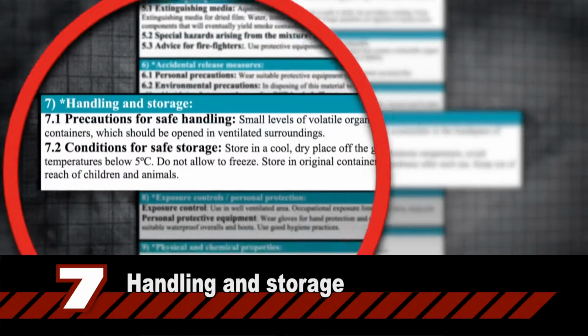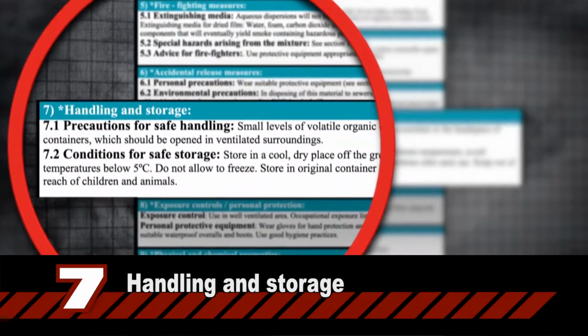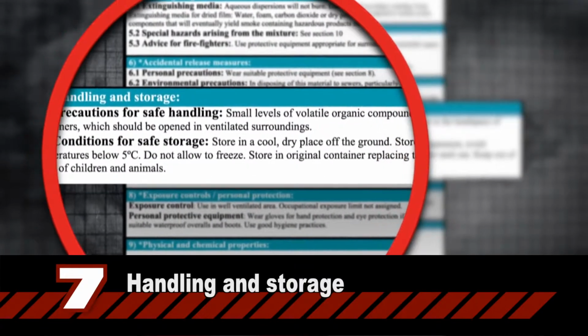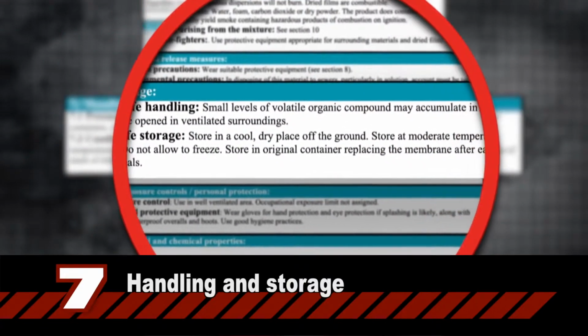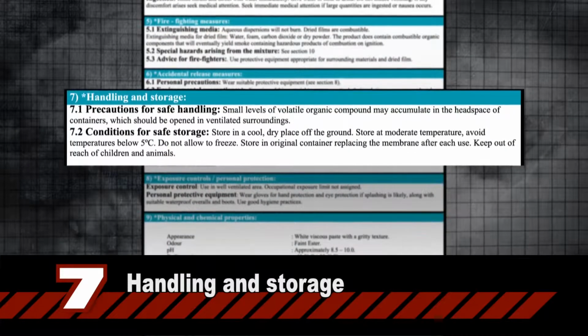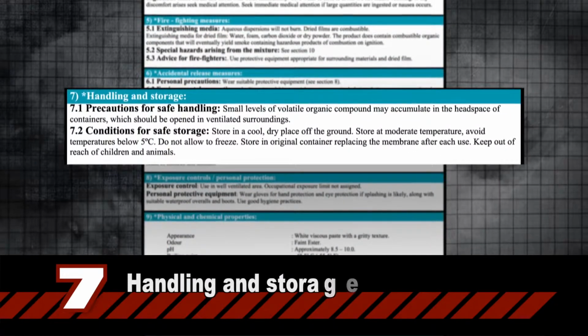Section 7, Handling and Storage, lists precautions for safe handling and storage, including what substances should not be stored or used together because they might react in dangerous ways. You should never mix chemicals with anything, not even water, unless you've been specifically trained to do so.